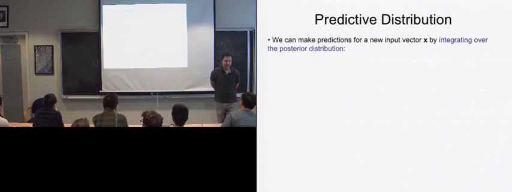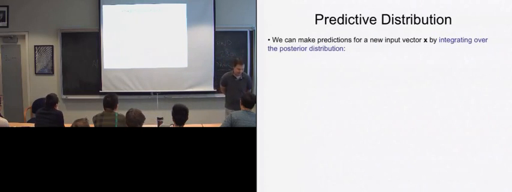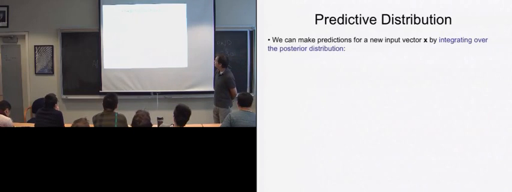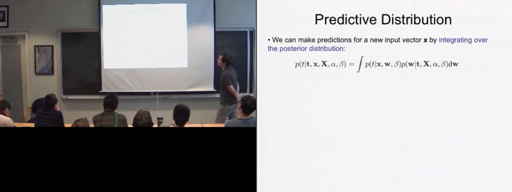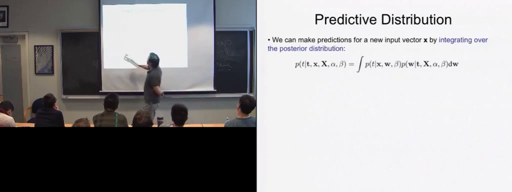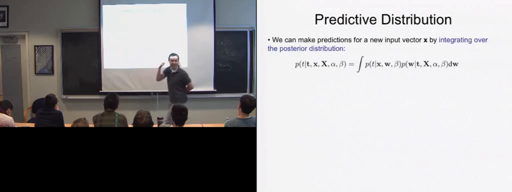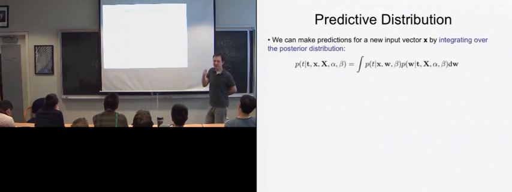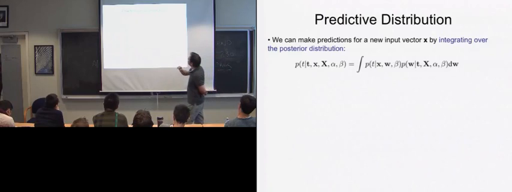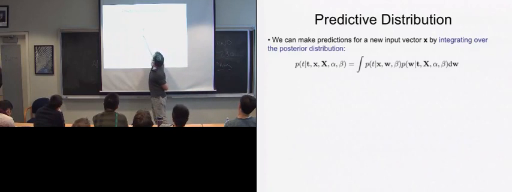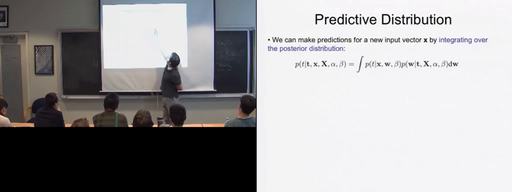Now, let's look at the predictive distributions. So how do we make predictions? For a new input vector x, what we need to do is integrate the posterior distribution. Let's parse this out. What I want to do is make a prediction for a new x. I want to predict a new target, given x and t, which are my training inputs and training targets. The way I'm going to make the prediction is the probability of the target given the parameters and the input, and then I want to look at the posterior distribution for the parameters given the training data.